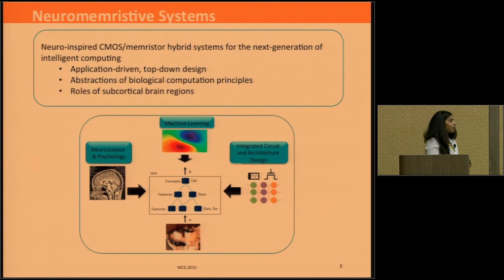However, in today's talk, I'm not going to focus as much on some of the circuits we've designed for these different learning rules or the subcortical regions. The focus is more on the application spectrum.